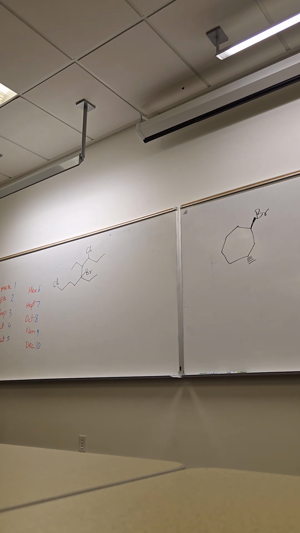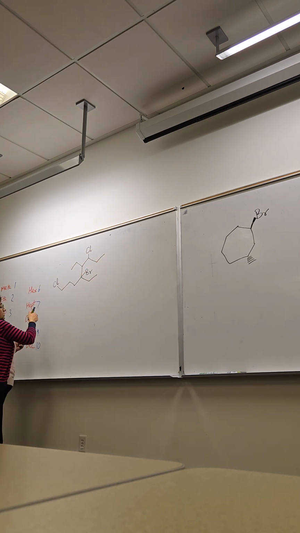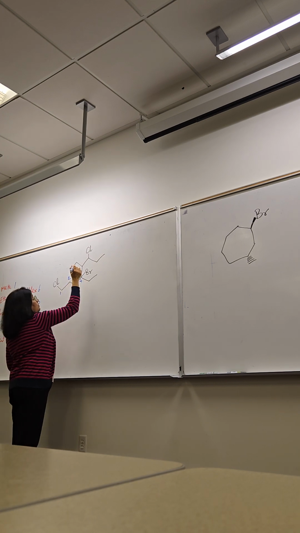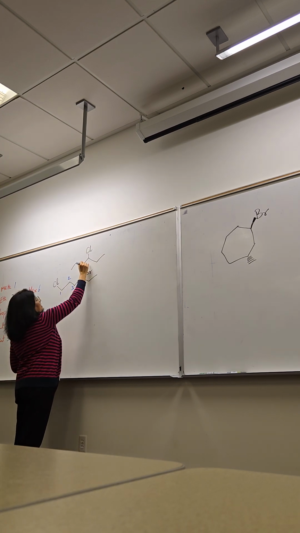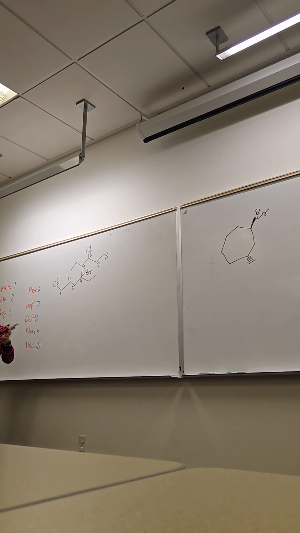It's an octane. Where should we start numbering the parent from? This end or that end? The left end. Okay, there's that 1 chloro, 2, 3, 4. Are you sure? 6, 7, 8. Okay, we can explore both options and then decide what's the better option.